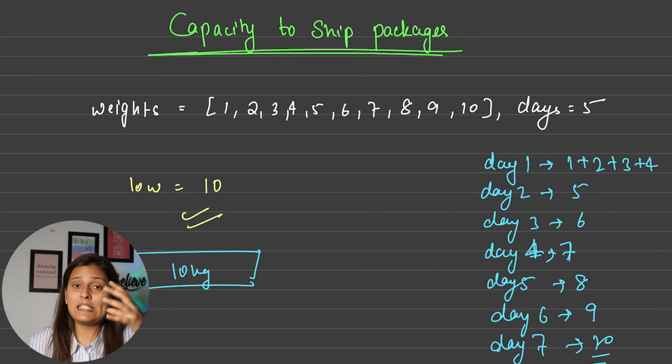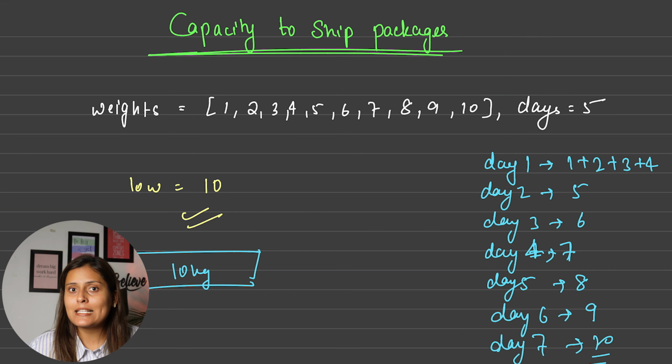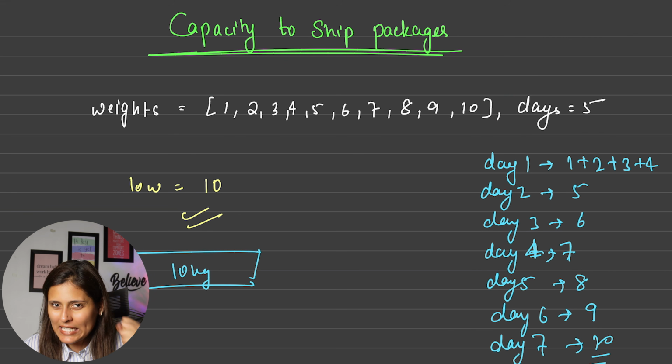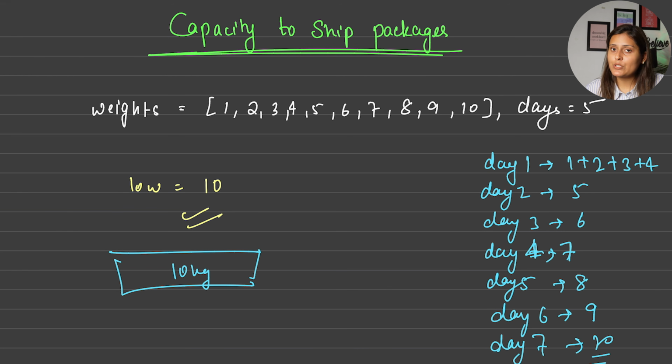So if it took 7 days, what do you think? You want to finish it within 5 days now. So should you increase the capacity or decrease the capacity? If you decrease the capacity, definitely it will take more days. So you want to increase the capacity, so that it takes a lesser number of days.